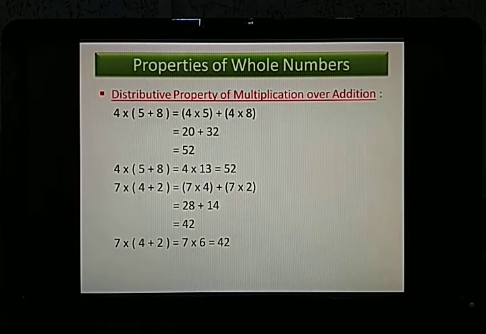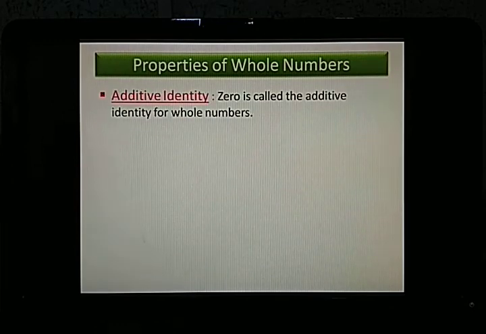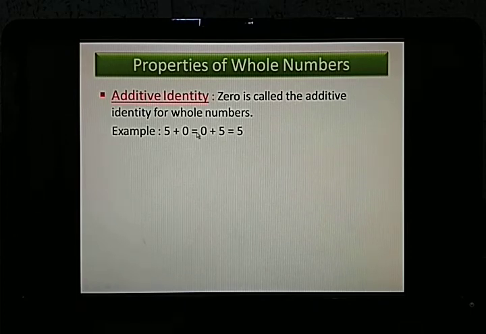There are also some other properties other than these 4 properties. Let us see that. One is called the additive identity. 0 is called the additive identity for whole numbers. Identity means we get back that same thing. Let us see an example. If we add 0 to any number, say 5 plus 0, it will be equal to the other way around. If we reverse the order also, 0 plus 5, we will get back the same number, that is 5. So that's why 0 is called the additive identity. When we add 0 to any number in any order, the result is the same number.